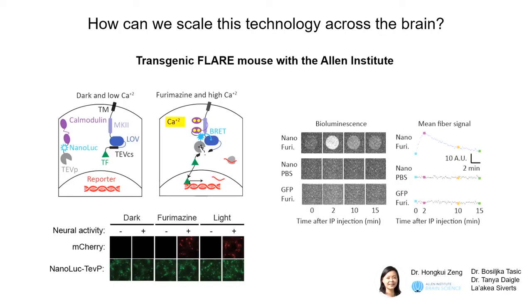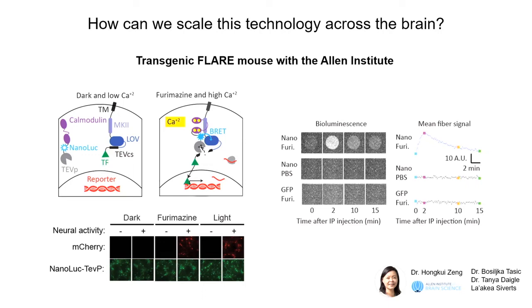And finally, my last slide, I just want to share that when you're a tool developer, you want to think about how you can share this tool with the broader scientific community. So in this case, for FLARE to really be a robust, usable tool, we want to have a transgenic animal that we can share with the community. This is something that we are developing with Basilica and Tanya.